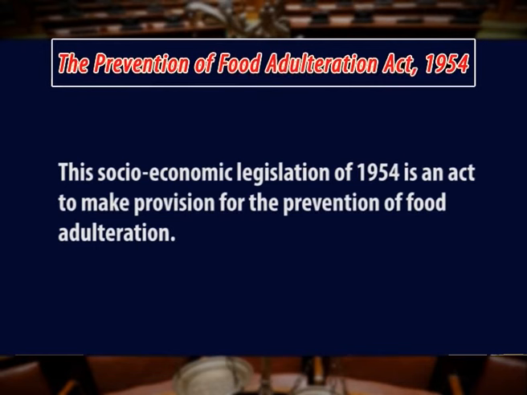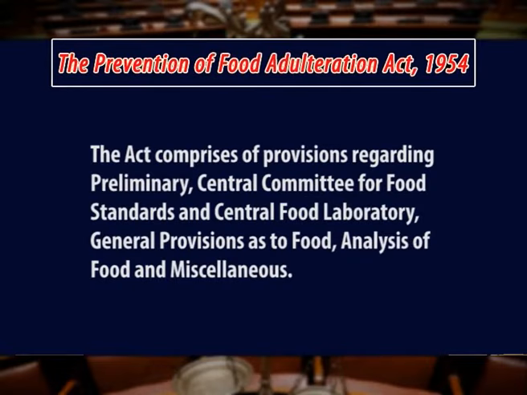Now, we will discuss the content and structure of the Act, which is divided into two parts, that is module 3 and module 4. Under this module, we will discuss the initial half of the Act. This socio-economic legislation of 1954 is an act to make provision for the prevention of food adulteration. The whole Act comprises 23 sections. The Act comprises provisions regarding preliminary, Central Committee for Food Standards and Central Food Laboratory, general provisions as to food, analysis of food and miscellaneous.